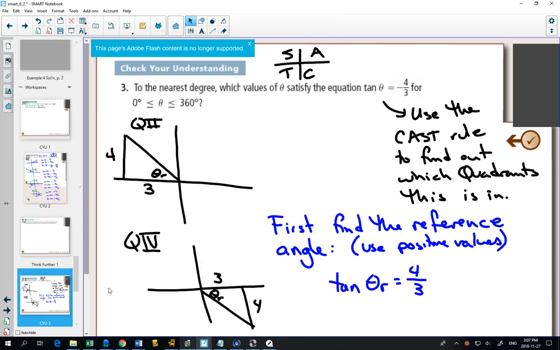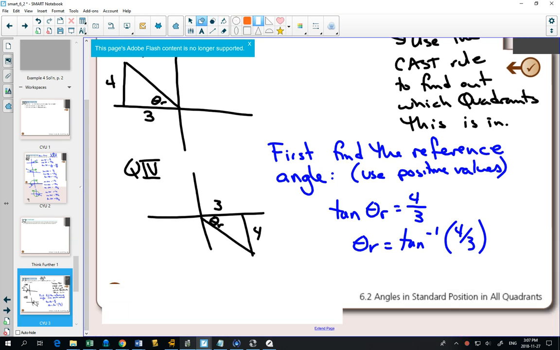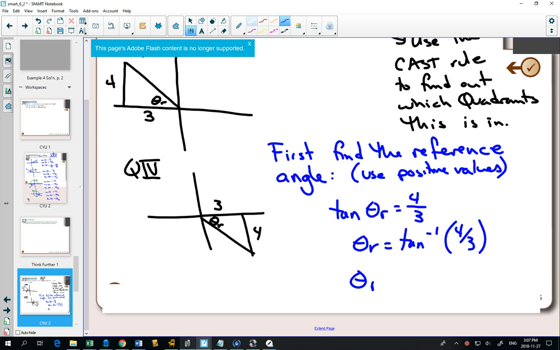It says to the nearest degree, so I'll write it out. We would type in tan inverse of 4 over 3 to find our reference angle, and our reference angle to the nearest degree is 53 degrees. So you can now go to your diagram and say, I know this angle is 53 degrees here. I know this angle is 53 degrees there.